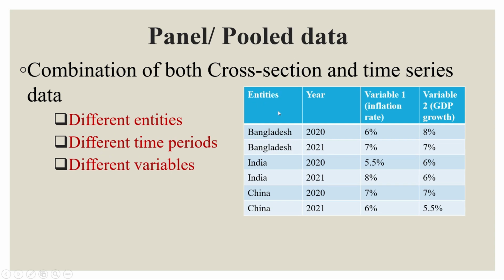There will be different entities, like three entities: Bangladesh, India, China. And there are different time periods, that means 2020's data, 2021's data and so on. So it can be yearly, monthly, or weekly data intervals, and different variables. That means panel or pool data are basically when there are different entities and also different time intervals.